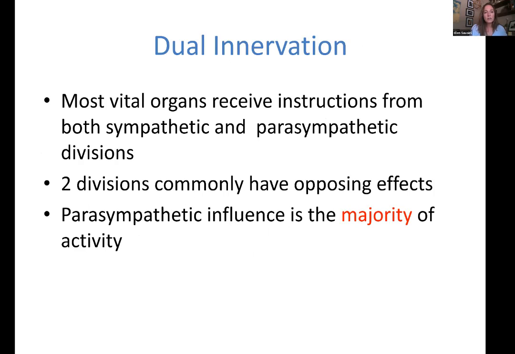Dual innervation just means that a lot of our organs are going to have both sympathetic and parasympathetic. However, it's never going to be 50-50. Parasympathetic is going to dominate. We will always have more parasympathetic activity than we do sympathetic. So it's not even. Just because they're both innervated, you have more parasympathetic influence.